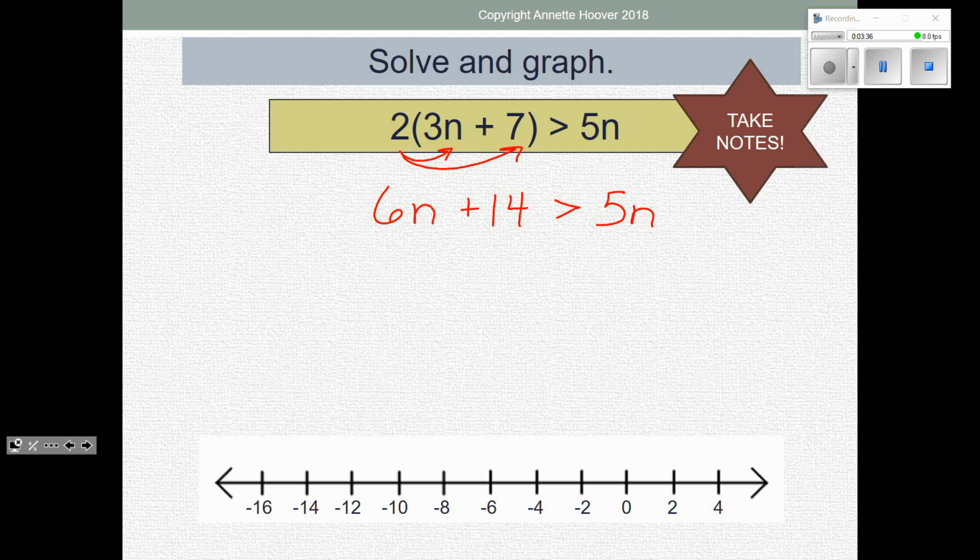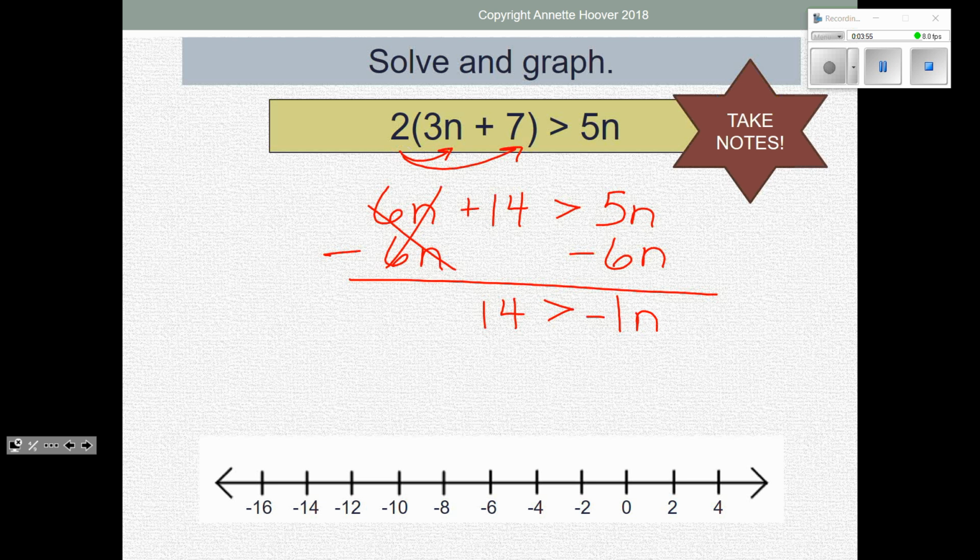Here we have a variable on both sides of the equation. So we want to isolate the variable on one side. So I think I'm going to move the 6n to the other side by subtracting 6n on both sides. When we do that, we're left with 14 is greater than negative 1n. So now in order to get our n by itself, we have to divide both sides by a negative 1. Again, when dividing by a negative number, we have to flip the sign.